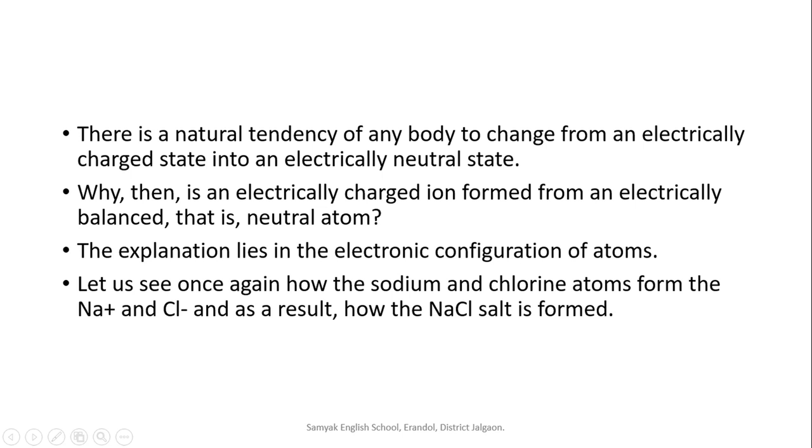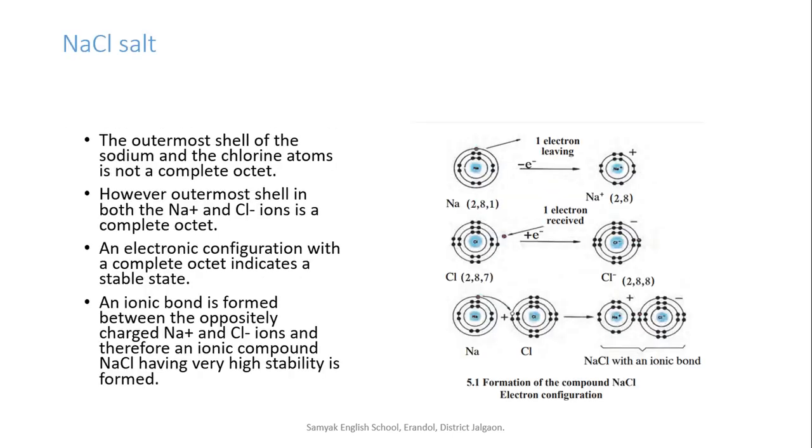There is a natural tendency of any body to change from an electrically charged state into an electrically neutral state. Why then is an electrically charged ion formed from an electrically balanced, that is neutral, atom? The explanation of this question lies in the electronic configuration of atoms. Let us see again how the sodium and chloride atoms form sodium and chloride ions, and as a result, how sodium chloride salt is formed.